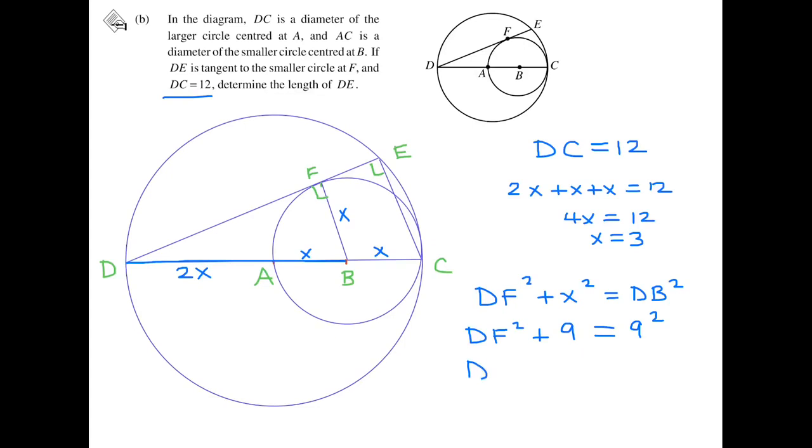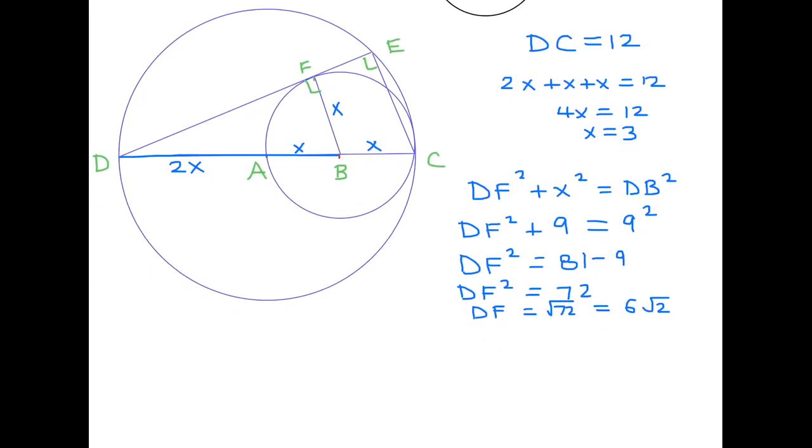Just solve for this. DF squared is equal to 81 minus 9, and DF squared is 72, and therefore DF is equal to the root of 72. And the root of 72, can that be simplified? 36 and 2, so 6 root 2. Right. Okay, looks like we're getting somewhere here.